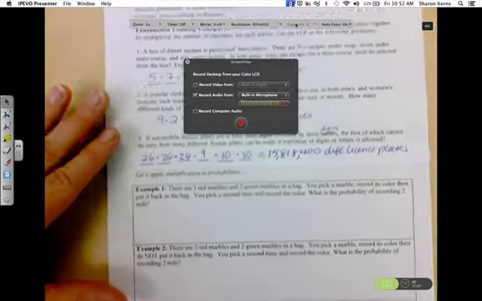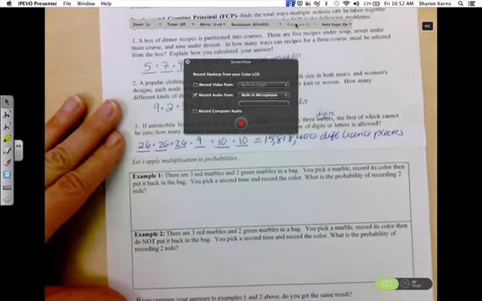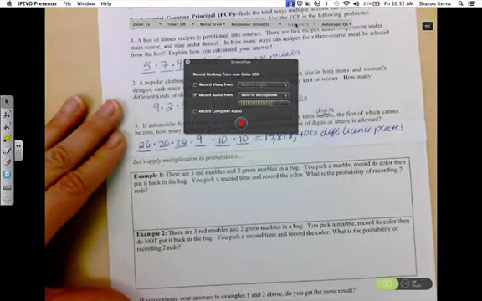Okay, so now if we take a look at the bottom, there are 3 red marbles and 2 green marbles in a bag. You pick a marble, record its color, and then put it back in the bag. You pick a second time and record the color. What's the probability of recording 2 reds? I'd like to make a tree diagram for this.